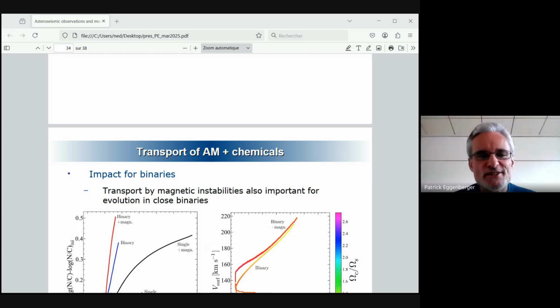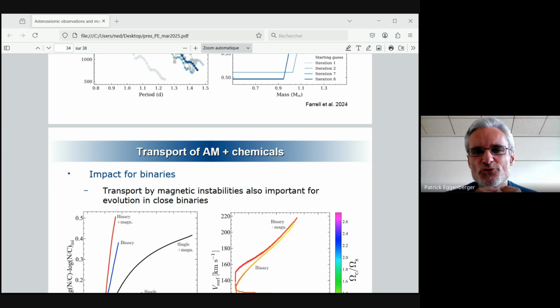Yes, this is a key point. This is why I highlight the need to have a coherent transport of angular momentum and chemicals. What we have to remember is that we have this free parameter, which is the horizontal turbulence in our formalism. So this means that we have to recalibrate somewhat the transport of chemicals to reproduce the nitrogen abundances, because of what we see with this kind of plot. Sorry, I will try to go back. This was this plot, I think.